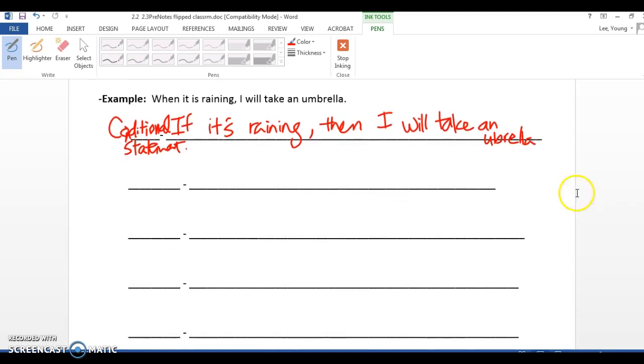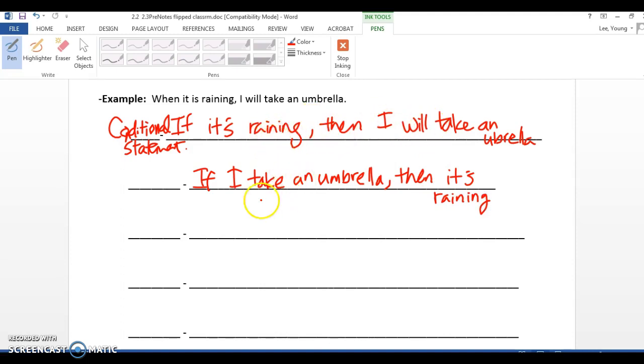But from this statement, we can manipulate it and change it into different forms. So first of all, what can we also say? Instead of saying if it is raining, then I'll take an umbrella, I can say, if I take an umbrella, then it is raining. So we can just switch the conclusion with the hypothesis. Then it's going to be, if I take an umbrella, then it's raining.